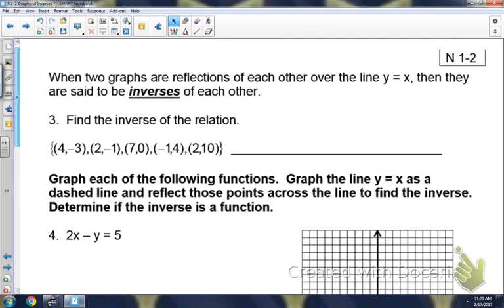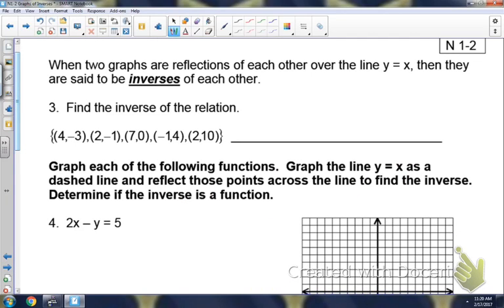Okay, so the back, it says when two graphs are reflections of each other, which we just talked about, over the line y equals x, then they are said to be inverses of each other. So anytime there's a reflection across the line y equals x, which means you're switching the x and y coordinates, those are inverses. So since number 3, it says find the inverse of the relation.